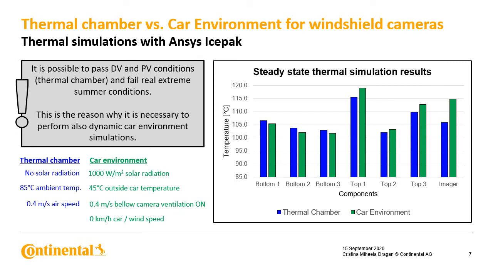Here is an example of one of our ADAS windshield cameras analyzed in the described conditions. With blue bars, there are results in thermal chamber conditions, and with green, results in car environment conditions. You can see that some of the bottom components have similar values for both conditions. And for topside components, especially the imager, we have much higher temperature values, between 5 and 10 C degrees higher than what we have in thermal chamber conditions.